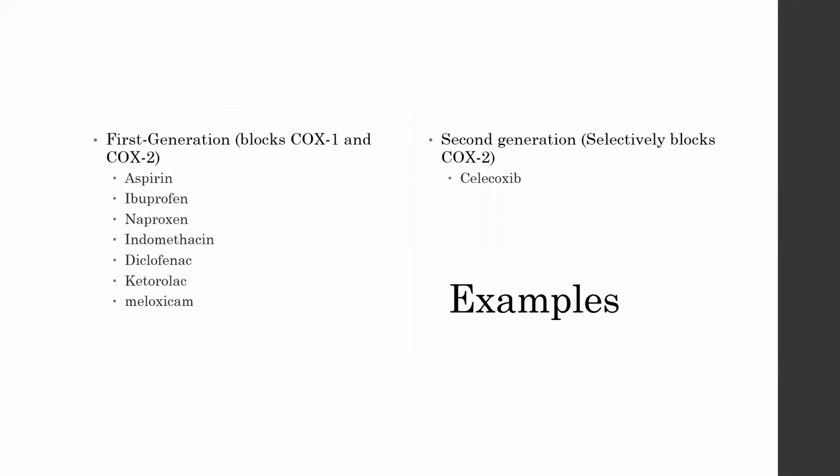First generations block both COX-1 and COX-2 and include examples like aspirin, ibuprofen, naproxen, indomethacin, diclofenac, ketorolac, and meloxicam. The second generation selectively blocks COX-2, and this is celecoxib.